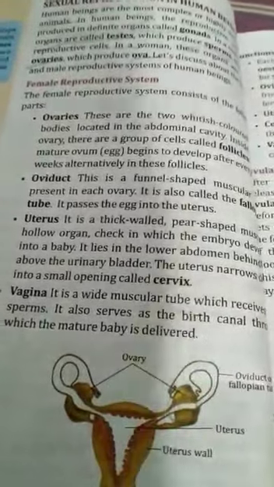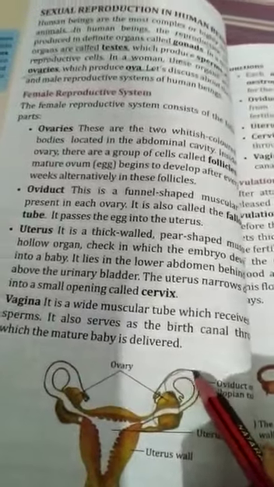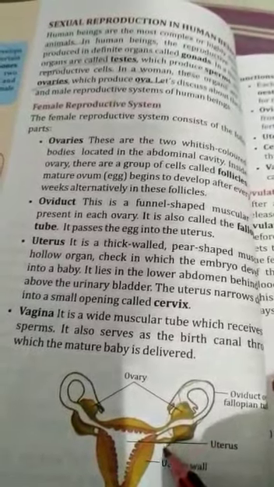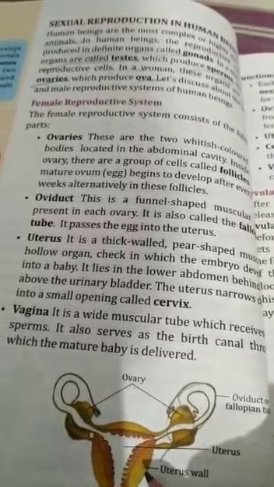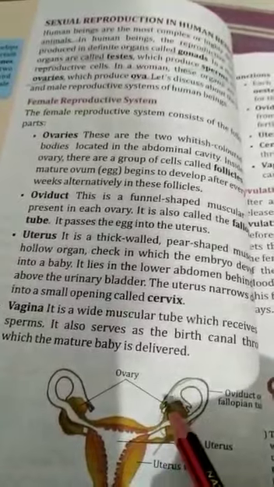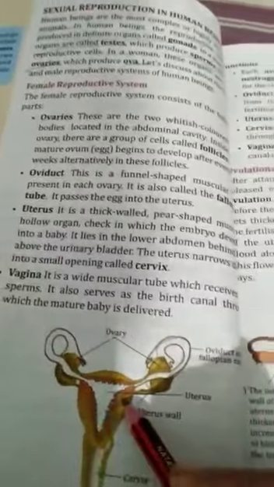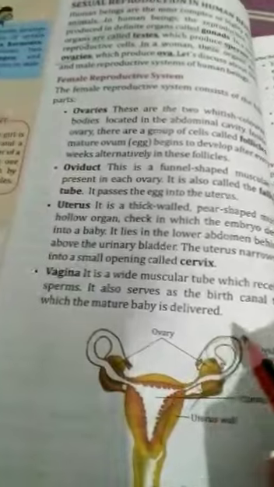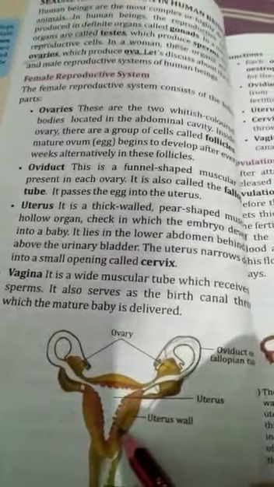Next is the oviduct. This one is the oviduct. This is a funnel-shaped muscular structure present in each ovary. It is also called the fallopian tube. Its function is that it serves as a passage of the egg into the uterus. It brings the egg from the fallopian tube to the uterus.